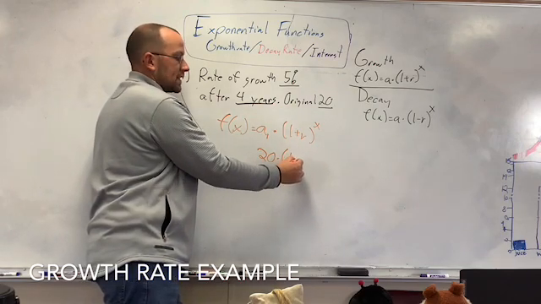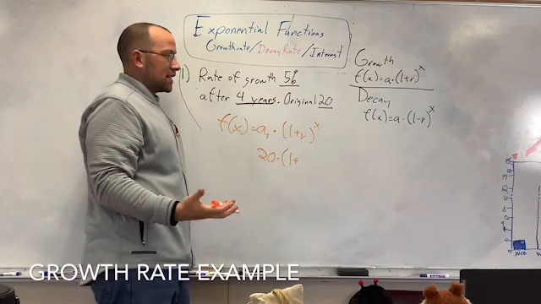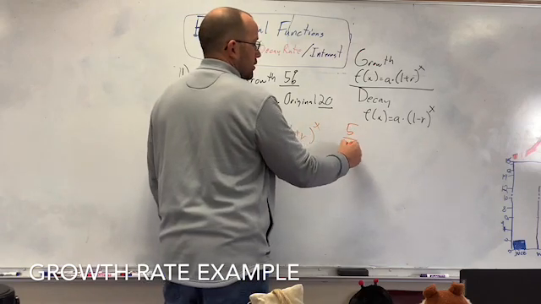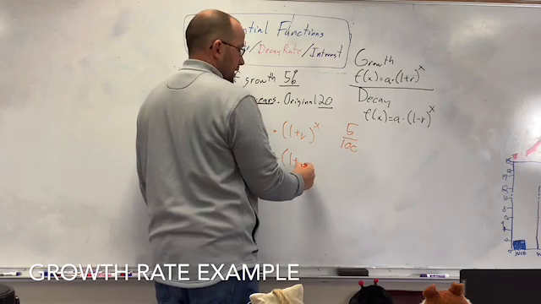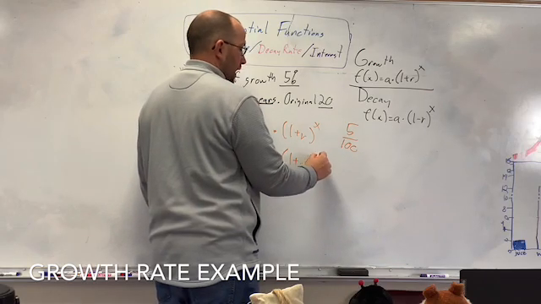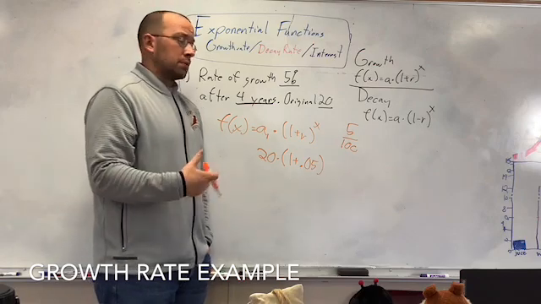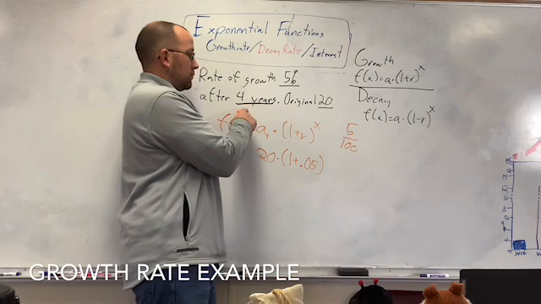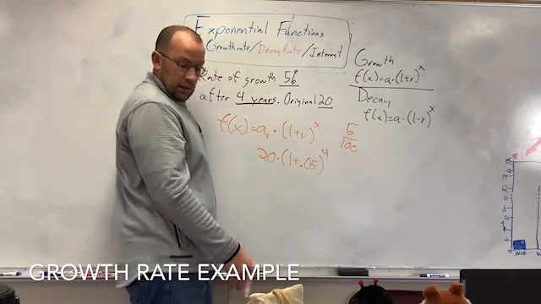The 1 stays the same. Now the rate has to be written as a decimal. You can't put 5 in. So to do that, you put whatever the growth rate is over 100 and divide it, and that gives me 0.05 in this case. You're basically just turning the percentage back into a decimal by dividing by 100. Then my time is 4. And then we solve it.